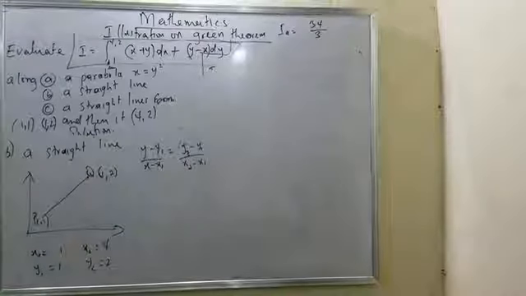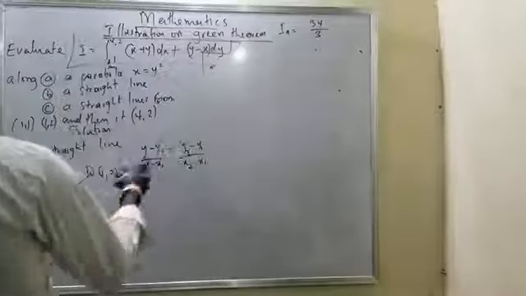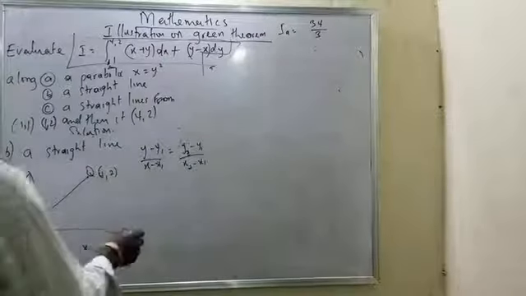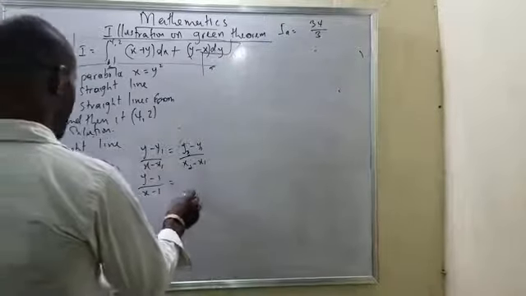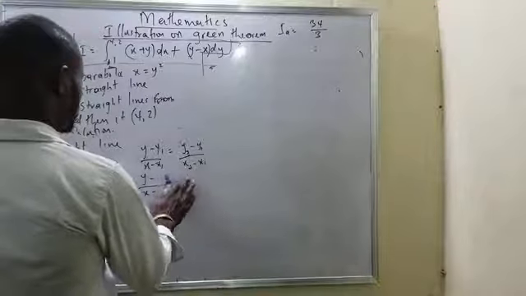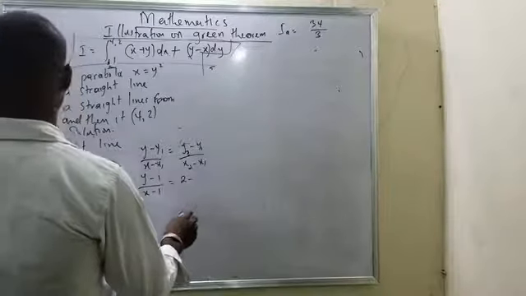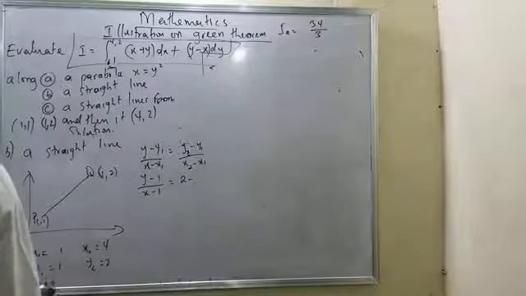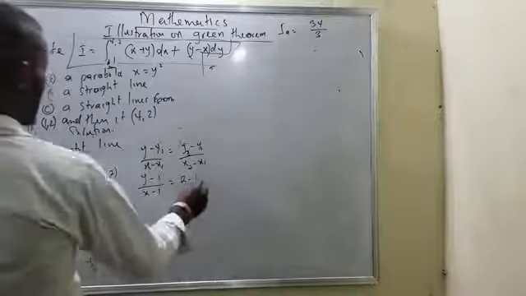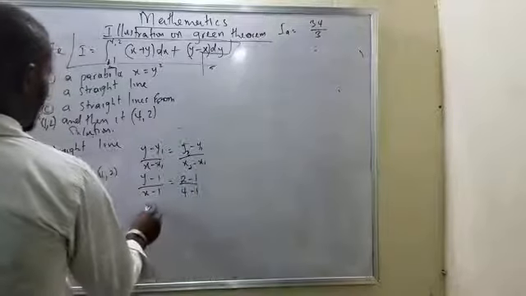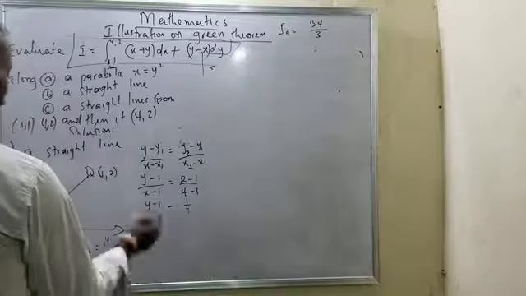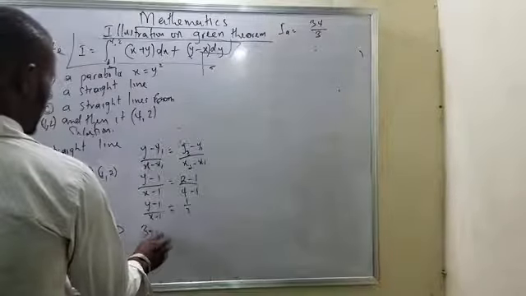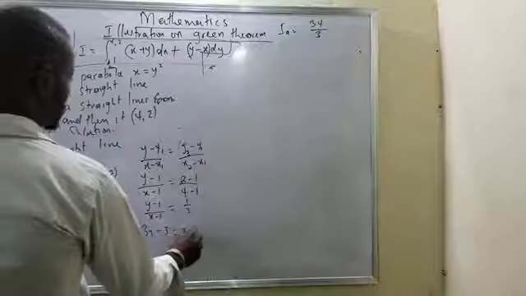Since I have it this way, we know what our y1 is. We have x1. It means I'll be having y minus 1 all over x minus 1 equals 2 minus 1 all over 4 minus 1, which is y minus 1 all over x minus 1 equals 1 all over 3. Now I can cross multiply. I have 3y minus 3 equals x minus 1.